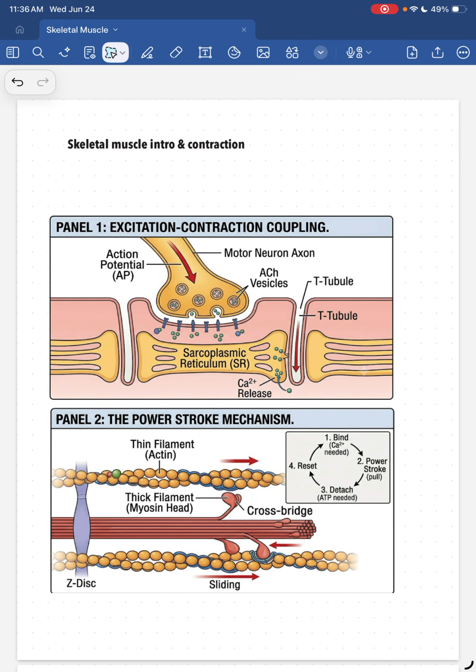If you think about any muscle that you use on a daily basis, like your bicep, your tricep, your quads, your gastrocnemius, your hamstrings, all of those muscles that you actively use every day and you contract without even knowing, those muscles are your skeletal muscles. And skeletal muscles have specific characteristics. So let's talk about those real quick.